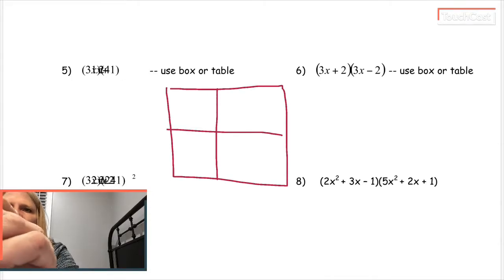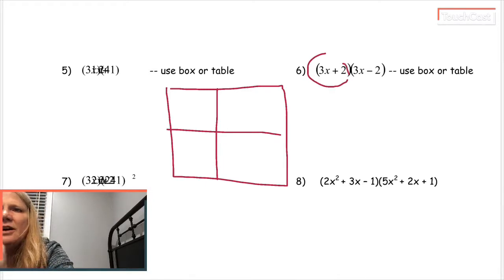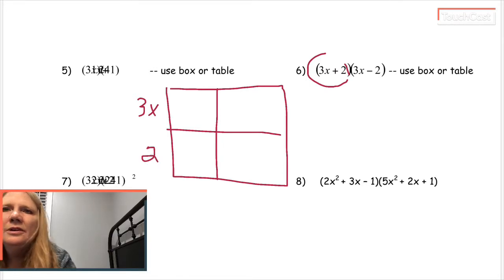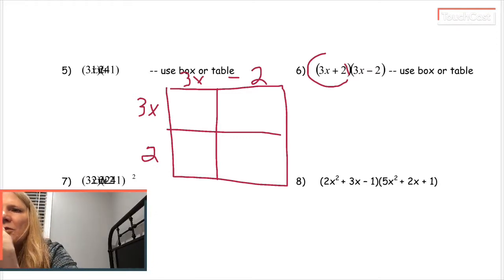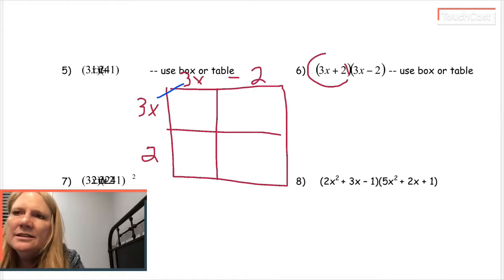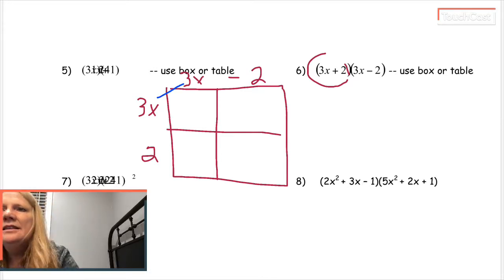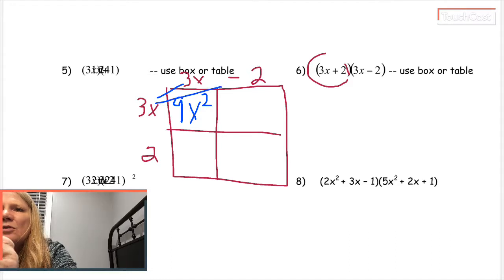And so I'm going to take this first 3x plus 2, everything's positive, so I'll put a 3x here and a 2 here. And then for the top, we have a positive 3x, but a negative 2. So be careful there. All right, so let me change the color up here. It might help. We're going to multiply 3x times 3x, and that is going to be 9x squared in this box right here. And then we'll take this 3x and multiply it by the negative 2, and we'll get negative 6x.